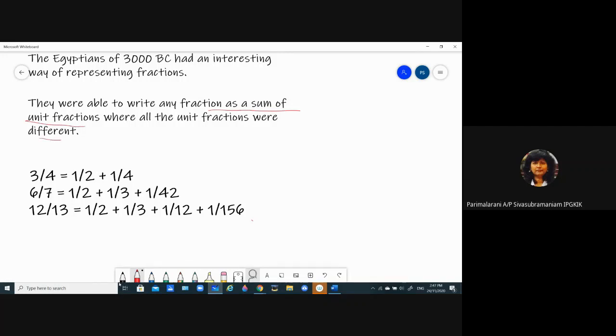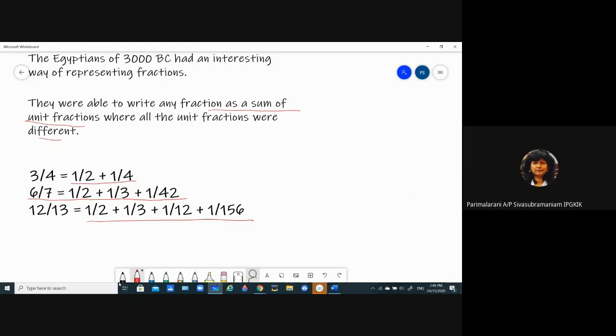For example, 3 over 4, they wrote it like this: 1 over 2 plus 1 over 4. These are two different unit fractions. 6 over 7 is 1 over 2 plus 1 over 3 plus 1 over 42. 12 over 13, they wrote it like this: 1 over 2 plus 1 over 3 plus 1 over 12 plus 1 over 156. There can be other combinations, but they are all unit fractions and they are all different.